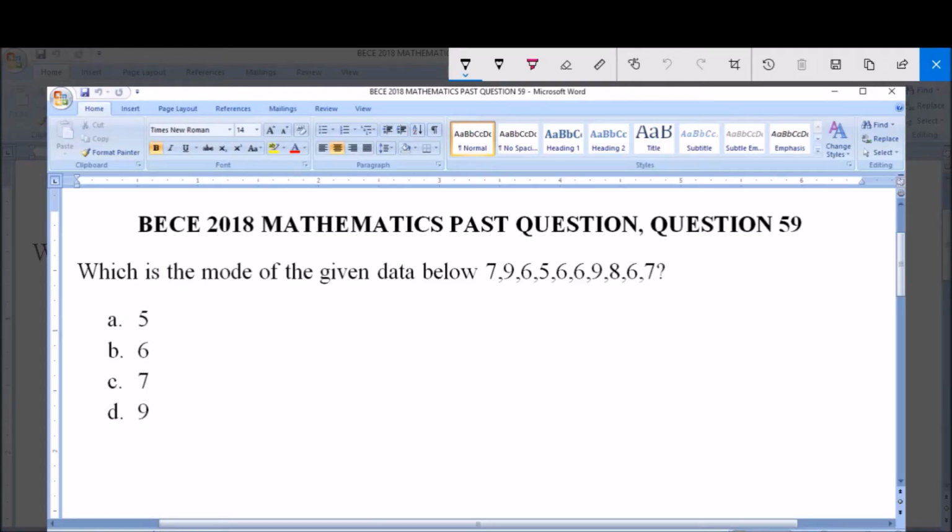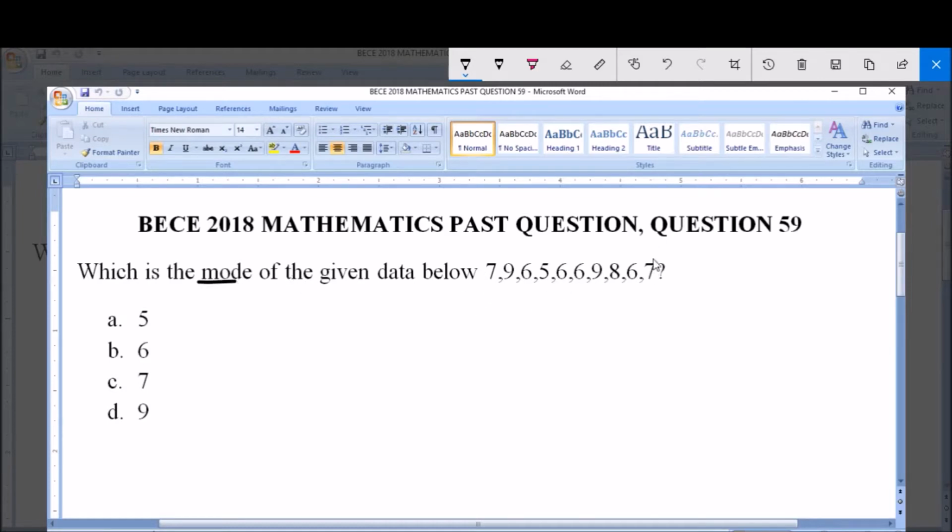Today we're going to be dealing with BECE 2018 Mathematics Past Question, question 59, which is the mode of the given data below: 7, 9, 6, 5, 6, 6, 9, 8, 6, 7. A we have 5, B we have 6, C 7, and D 9. So we have to find the mode of this given data.